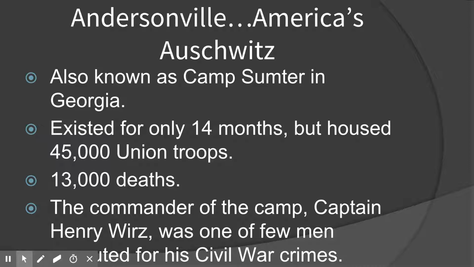This camp only existed for 14 months, but will house 45,000 Union troops. From that number, we'll see 13,000 men die. So the commander of the camp, Captain Henry Wirz, was one of the few men that were actually executed for his Civil War crimes.